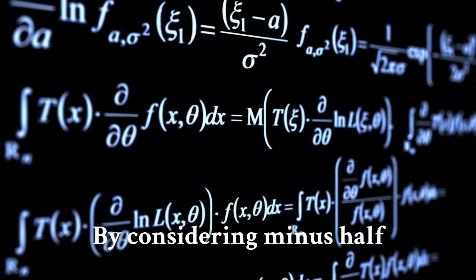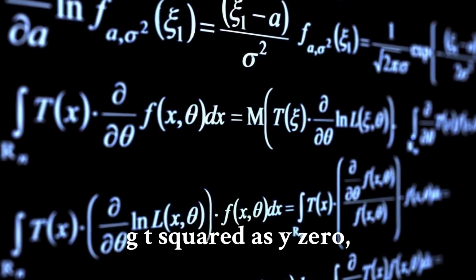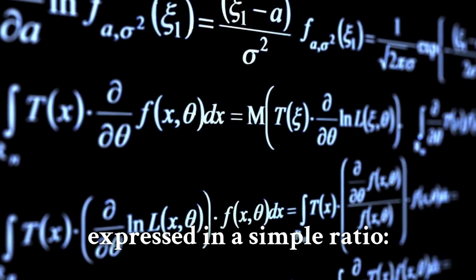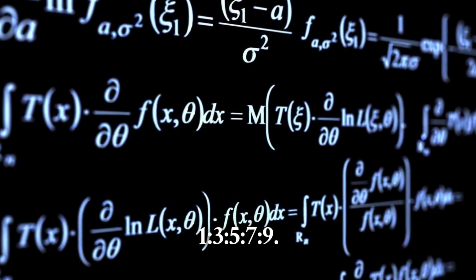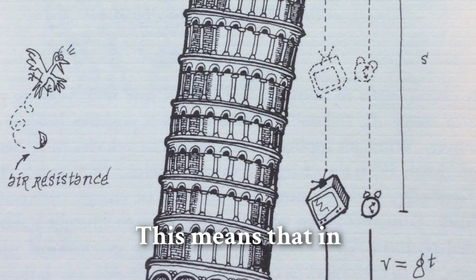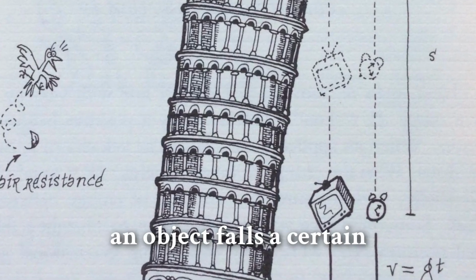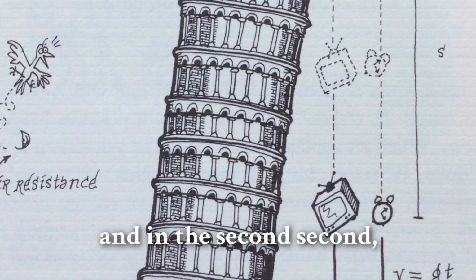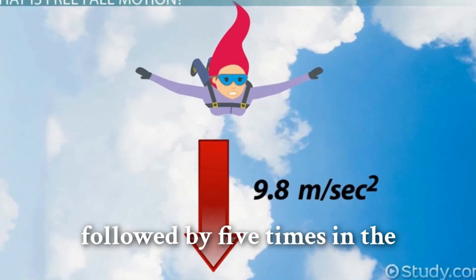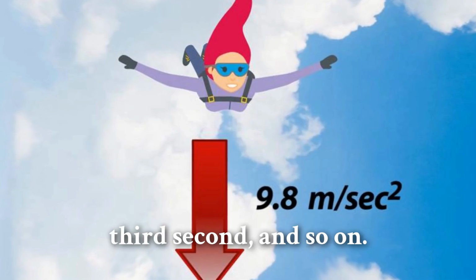By considering minus half gt squared as y0, the distances covered in successive seconds can be expressed in a simple ratio, 1, 3, 5, 7, 9. This means that in the first second, an object falls a certain distance, and in the second second, it falls 3 times that distance, followed by 5 times in the third second, and so on.